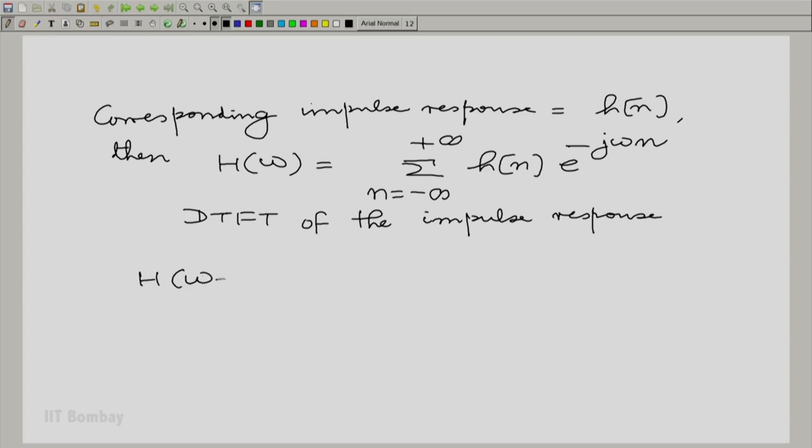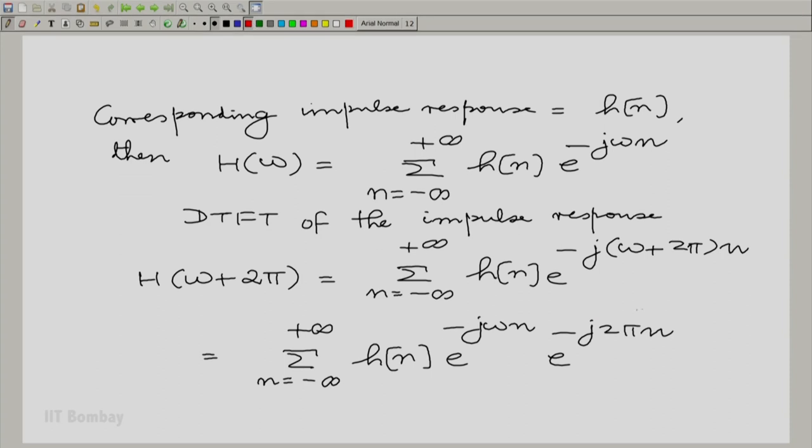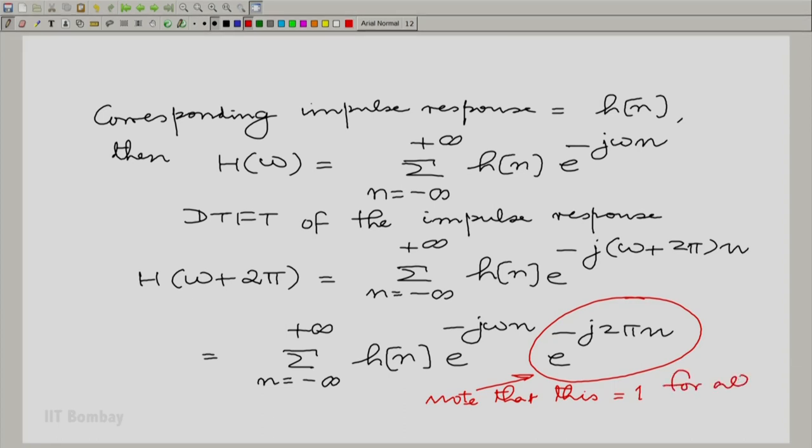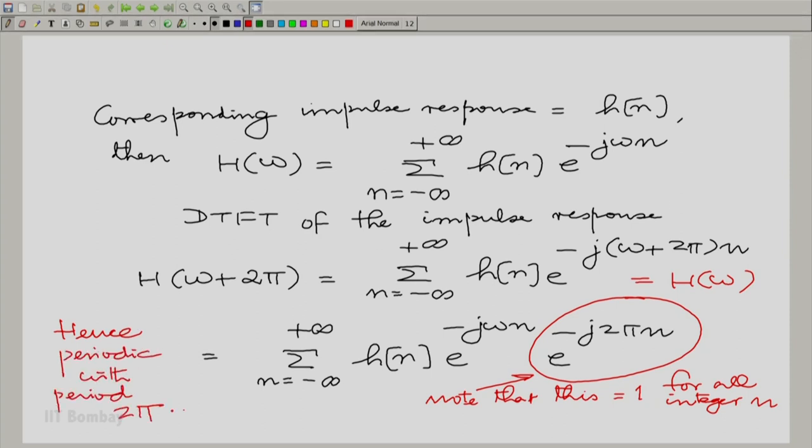And clearly, this is periodic with period 2 pi. All that we have to do is to note that this is 1 for all integer n, and therefore the periodicity. Now, what is the mechanism for constructing the inverse? So, suppose I know the ideal frequency response, how would I get the ideal impulse response? Well, it is very simple.